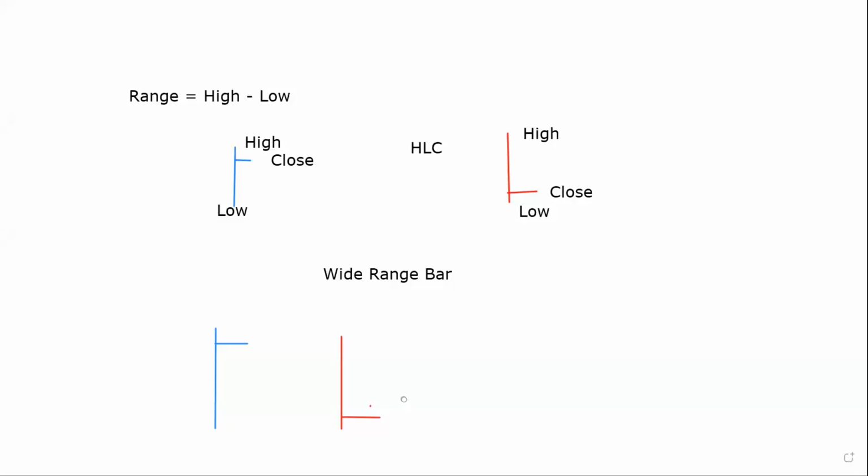Okay, so this one is the wide range bar, you can see. Wide range. Now this one is a bullish bar, a wide range bullish bar. This one is a wide range bearish bar. Now, if I have to just go for the low range bar.